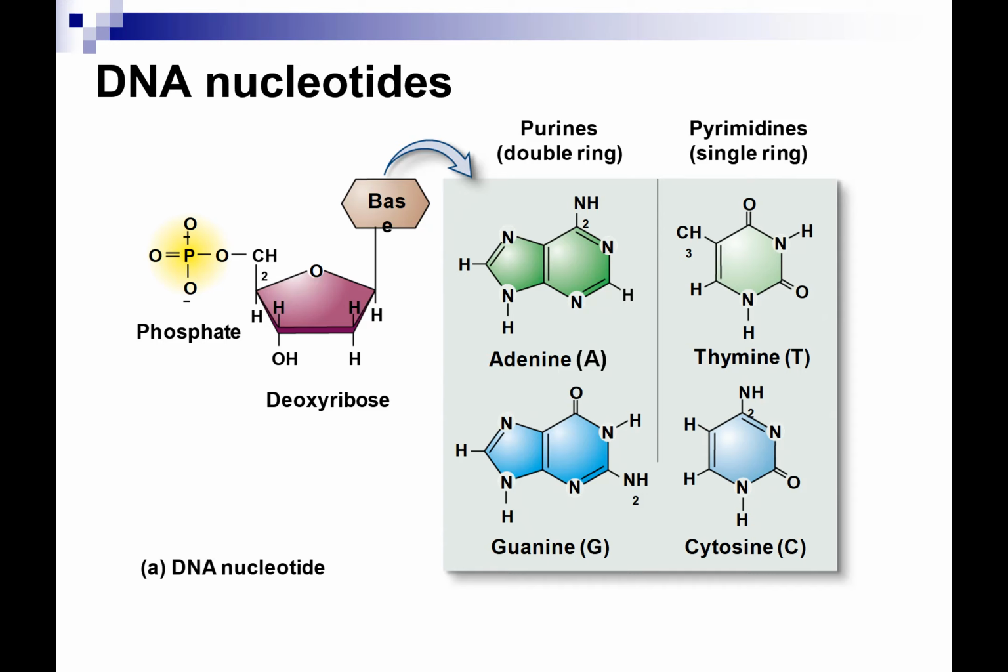You need to know the difference between purines and pyrimidines. Okay. So purines are bases with 2 rings. So you see 1, 2. So the way I remember it is purines have the small name, big structure.